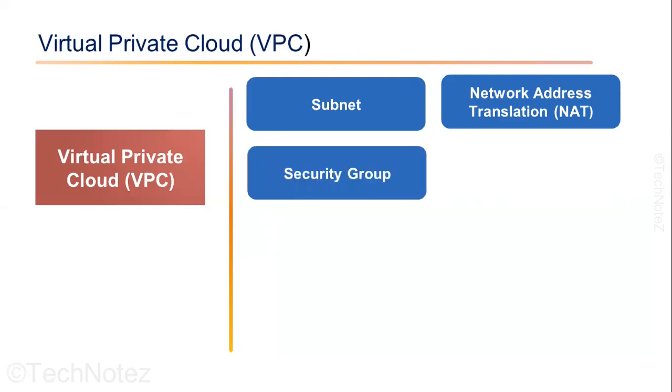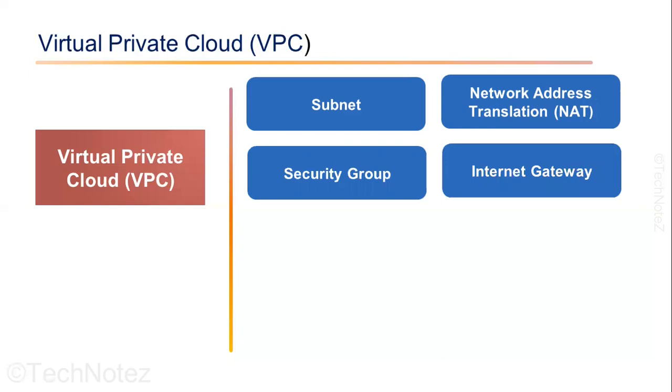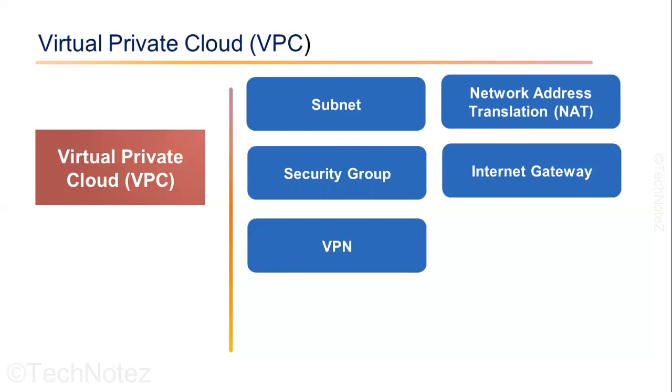Security group. A security group acts as a virtual firewall for your instance to control the inbound and outbound traffic. Internet gateway. An internet gateway is a VPC component that allows the communication between instances in your VPC and the internet. Virtual private network. A VPN connection, or virtual private network, can be established between your VPC and your data center that allows you to secure the communication between the two networks.